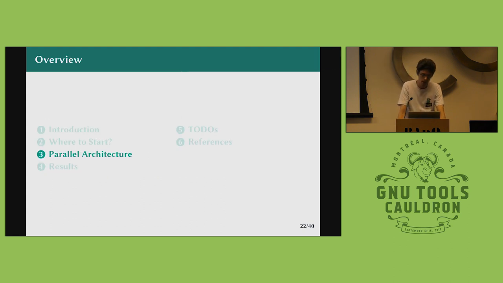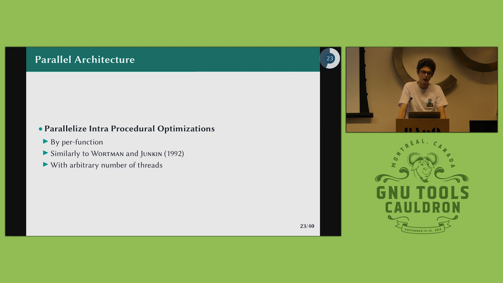Okay, so now I'm going to talk about the parallel architecture that we implemented. To parallelize interprocedural optimizations, I'm using an approach similar to this paper by Wortman and Junkin from 92. It describes how to detect functions in the code and how to parallelize a recursive descent parser, as well as proceed with the compilation of the function, with an arbitrary number of threads.